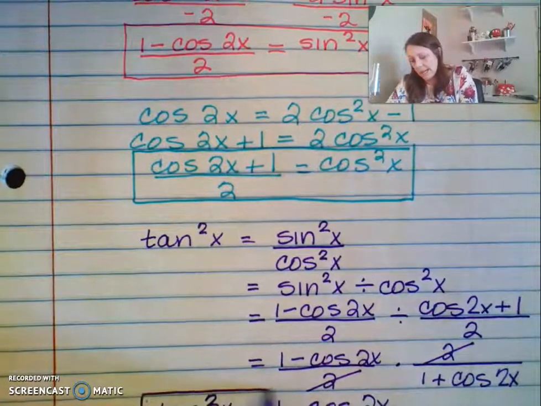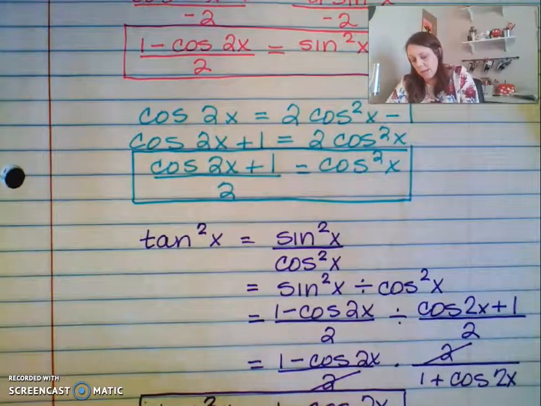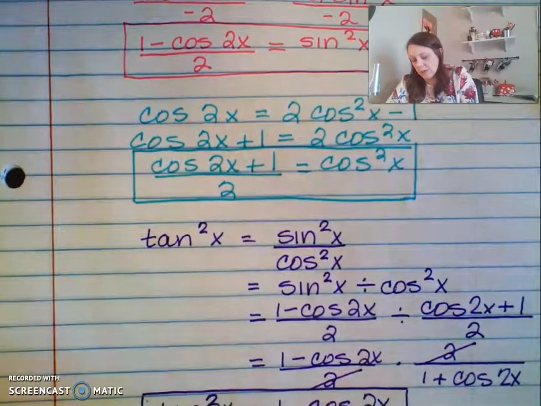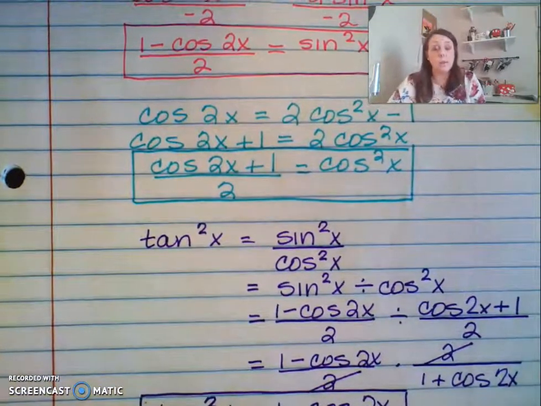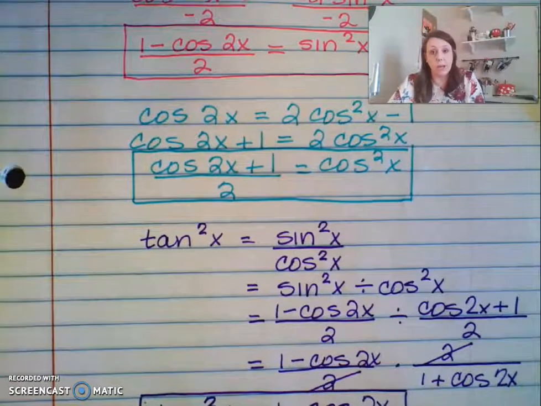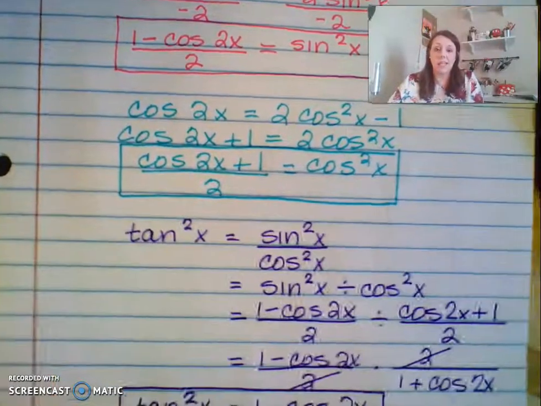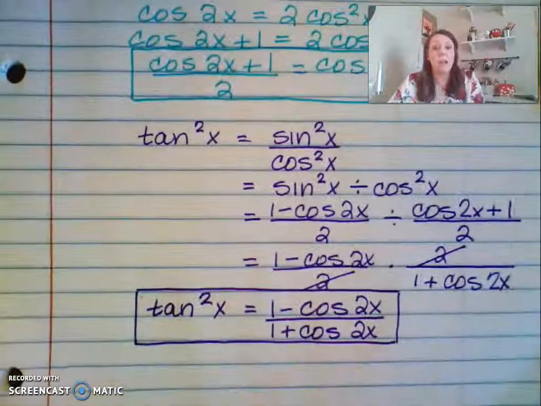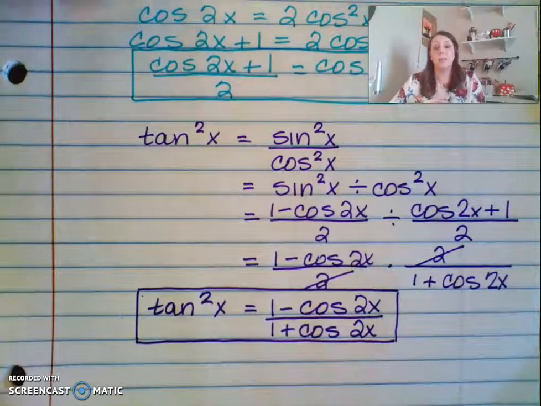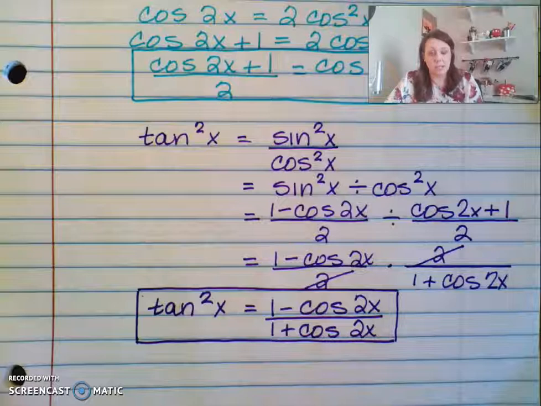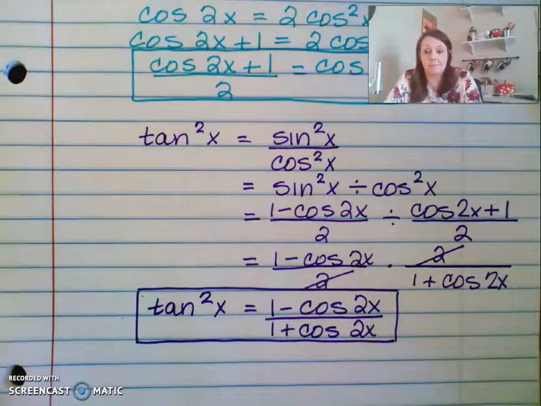It takes that exponent of 2 and simplifies it into an expression where the exponent is 1 in both the numerator and denominator. And that takes care of your power-reducing identities and how they are derived from the cosine of 2x formulas that we got in the double angle formulas in the last video.